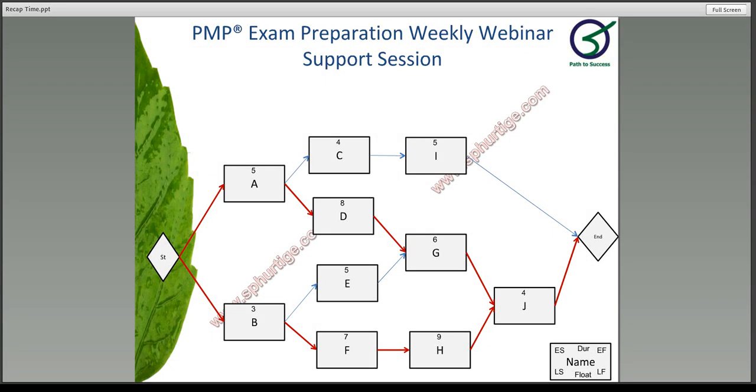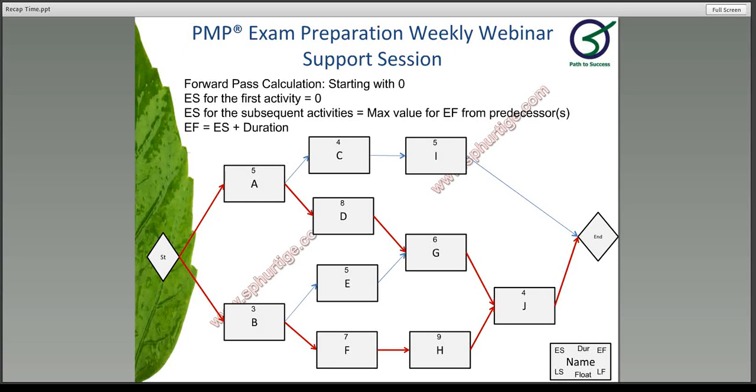So the first type that we are going to discuss here is the forward pass starting with 0. So basically the early start starts with 0. And then subsequently the early start values are going to be taken from the early finish directly. And early finish of an activity is going to be early start plus duration. Now as we said earlier, it always starts with 0. So activity A starts with 0 and it takes 5 days. So 0 plus 5 is going to be 5 days. So the early finish is also going to be 5.